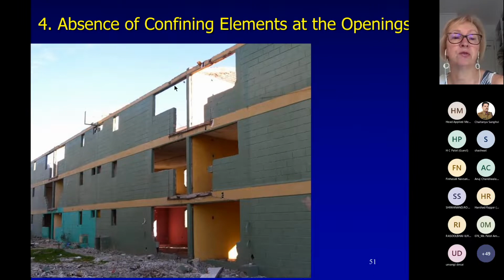These are some absence of confining elements at the openings. We have seen that many times. Here you can see this building which has been damaged and will be probably demolished. There is no collapse here. You don't see visible damage in confined masonry at this side, but there is at the other. But you can see that there is a lack of confining elements at the opening. So I believe this building would be or was demolished later on.